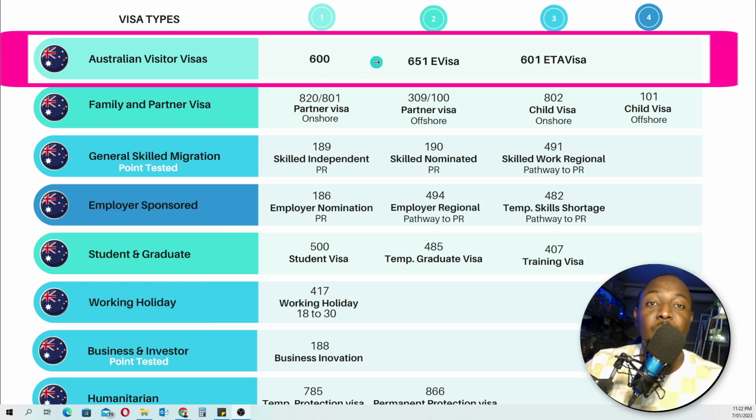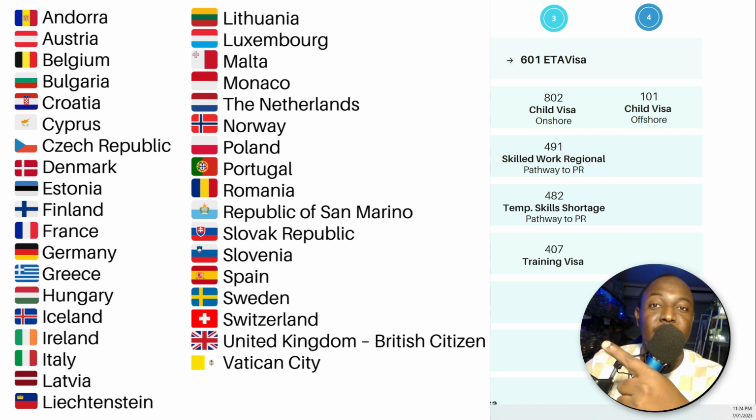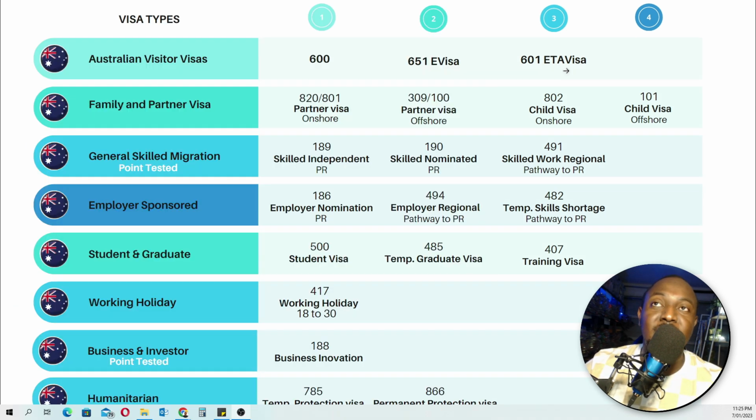Okay, so these are the three main visa subclasses most visitors use to come to Australia. The most popular one is the visa subclass 600. I'll explain this later. All right, so the visa subclass 651 e-visa and the 601 ETA visa are very similar, okay? But to be eligible to apply for these two visas, you need to be a passport holder of one of these countries. I'm going to leave all the countries that are eligible to apply for this visa on the screen. So with these two visas, if you're a passport holder of any of the countries that I showed you, getting this visa is really easy.